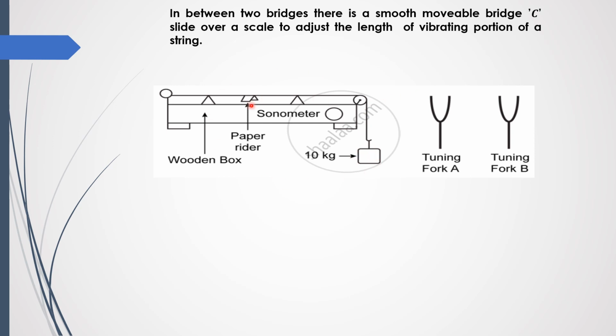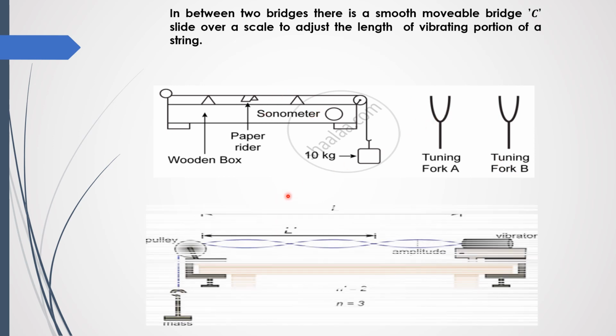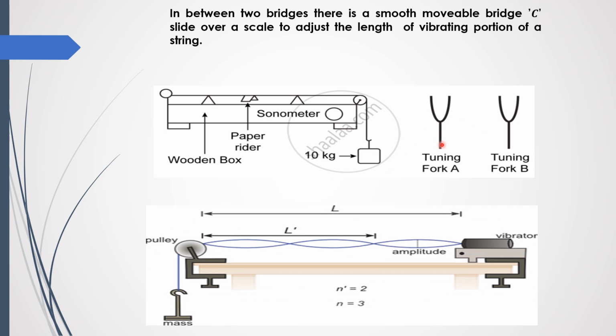In this sonometer, we use a tuning fork to apply frequency. If you don't have a tuning fork, you can use a vibrator. One end of the string is connected with the vibrator, which continuously vibrates the string, and then we have the formation of loops. You can see that the string is vibrating in 3 loops, and this is the amplitude, and the length of the loop is L.